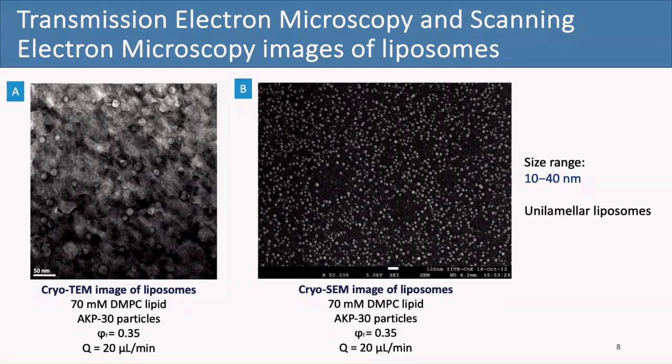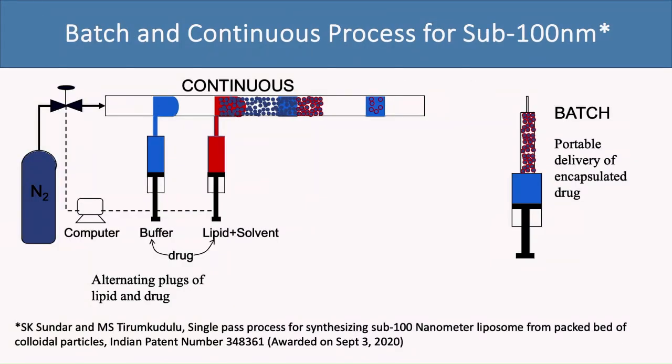It is a very simple process. And then what Sundar did is that he converted this into a continuous operation. And the idea was that you have these 2 syringe pumps. Of course, we are all doing this at the lab scale. One of them had the buffer, the other had the lipid and the solvent. We did not have any drug, but the drug that we say is either it can be in the buffer or in the lipid. And then we had a nitrogen tank which was connected to the same tube in which we had the packed particles or the packed bed.